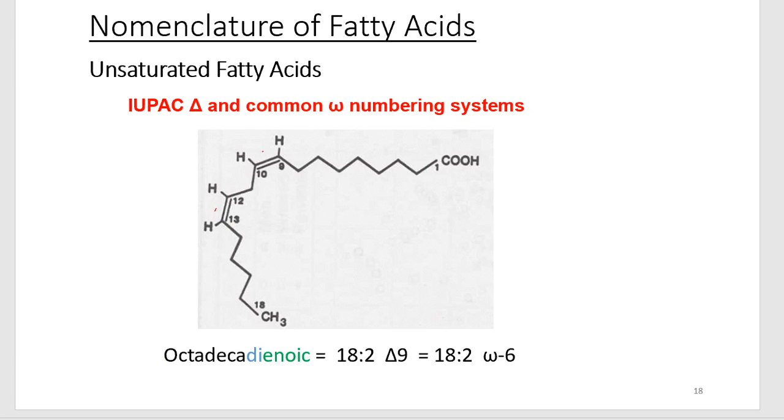Here we see an example. Here you see the name. It's octadecadienoic acid. 18 carbons, 2 double bonds. It's delta 9. We can also name it again. We have 18 carbons, 2 double bonds, and it's omega 6. So how do we get that name? We said delta is starting from the carboxylic end, and omega is starting from the methyl end. Okay?